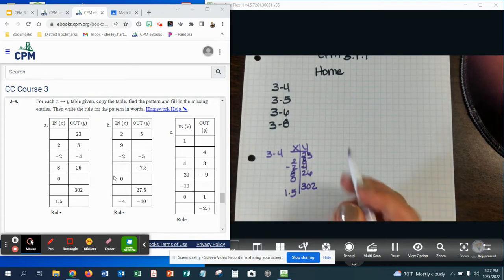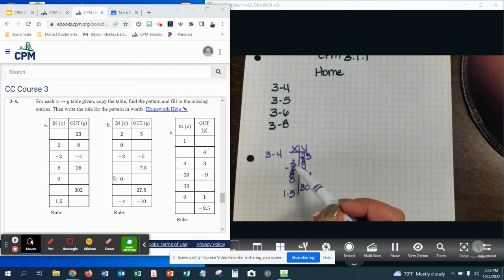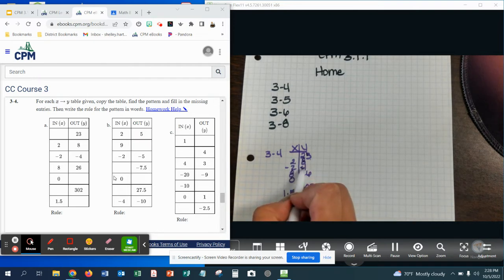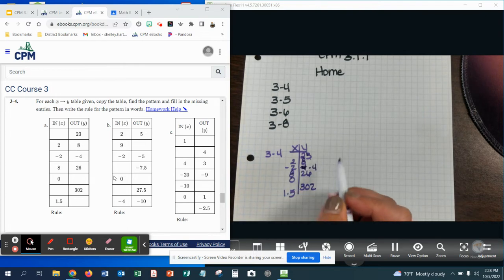All right, so 2 and 8. What times 2 and possibly added got to 8? Well, if you look at this one, it's -4 as well. So you have 8 and 26. So what did we do to 8 to get 26?